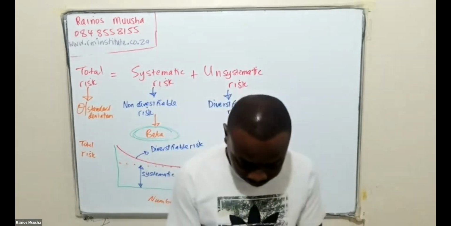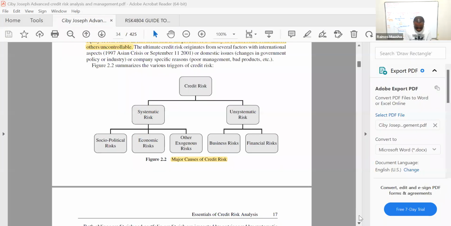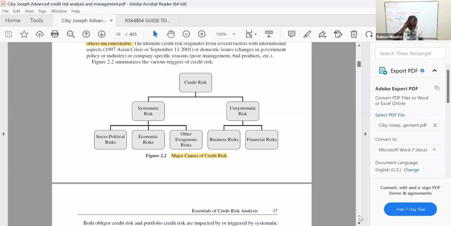Moving on. So when it comes to systematic risk, remember we said that your systematic risk can be coming from your socio-political risks, your economic risks, and other exogenous risks as well. Then your unsystematic risk can be emanating from business risk and financial risks as well.